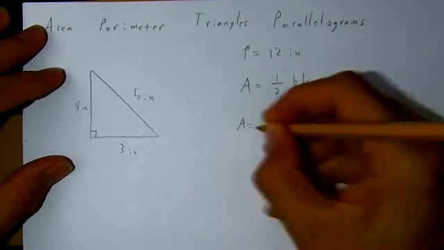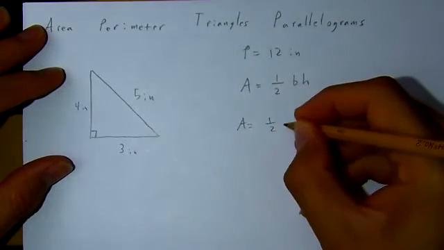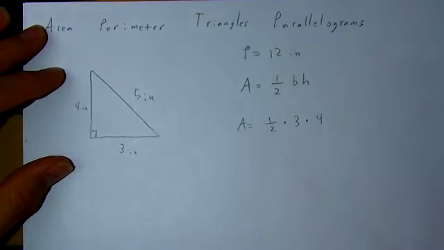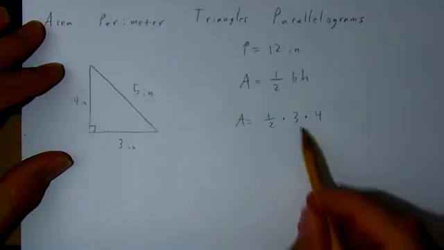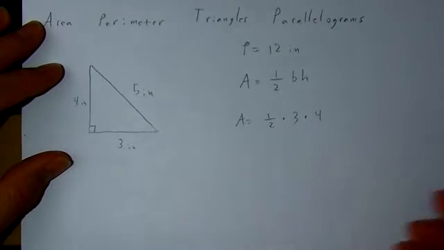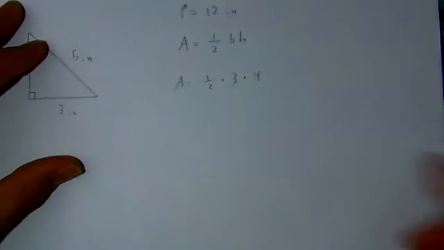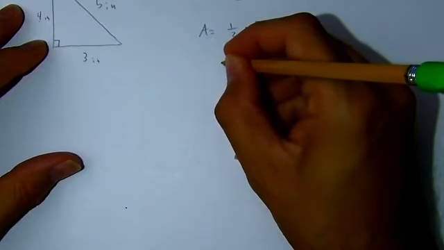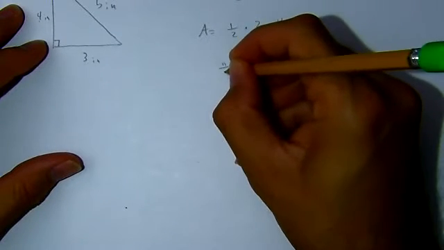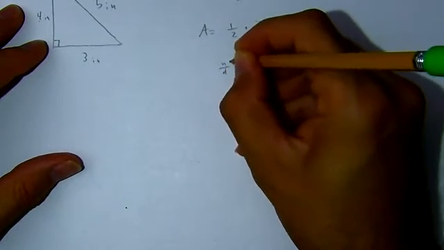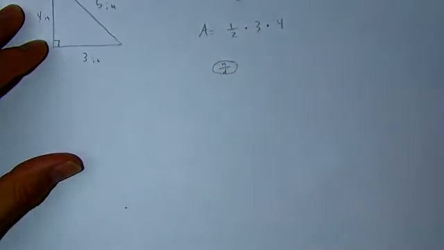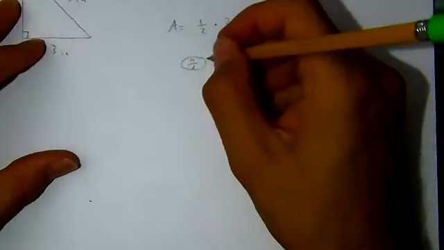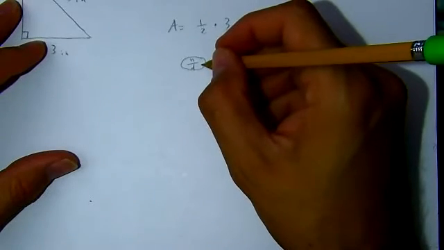So 1/2 times 3 times 4. I picked 3 for the base and 4 for the height. You can switch them around. So on your calculator, you're going to hit the fraction key. It's got an N over a D. It's in the middle of your gray buttons. It looks like that. When you hit that, a fraction symbol is going to appear on your calculator.